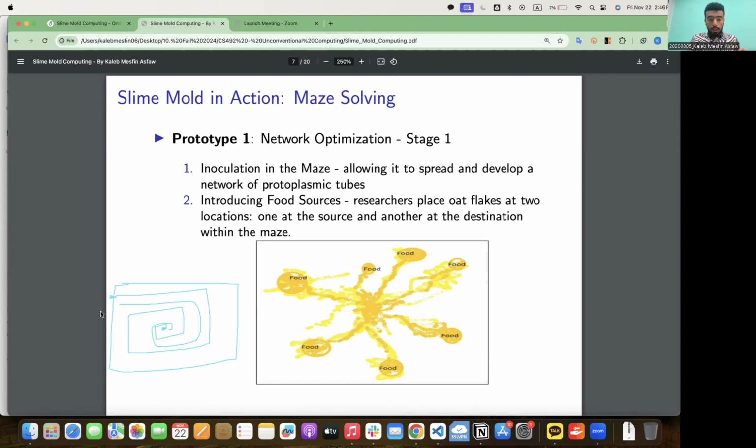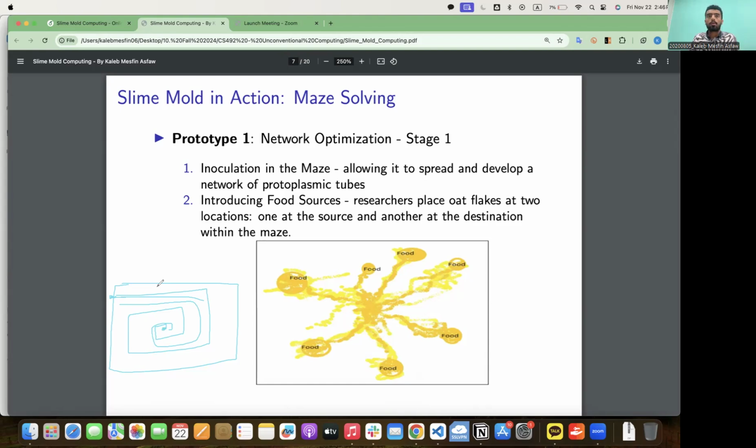I explained the slime mold is now everywhere, and the protoplasmic tubes between the two food sources were thickened. The tubes that do not connect to the sources, which do not transport the nutrients, began to shrink with reducing cytoplasmic flow between those points. So these tubes eventually collapse.